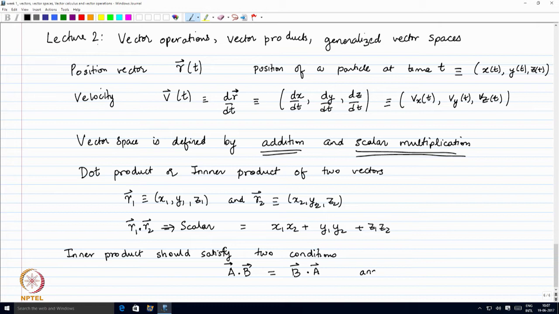and A dot A, if you take an inner product of a vector with itself, should always be greater than or equal to 0. In fact, it is equal to 0 only if A equals 0. So, if these two conditions are satisfied, then you can define an inner product in any way that these two are satisfied.